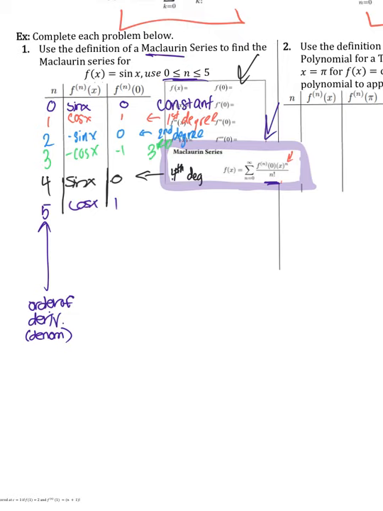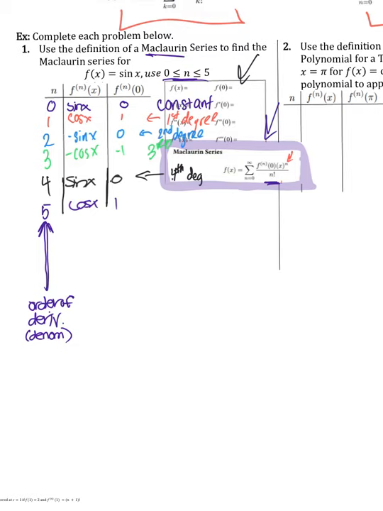So now let's look at how we can use this table to write the series, the Maclaurin series of sine of x. So we talked about how these n values are going to be the denominators of our fraction, n factorial.